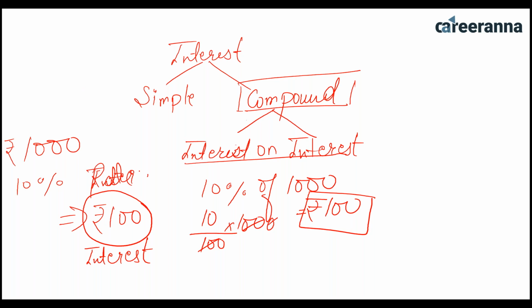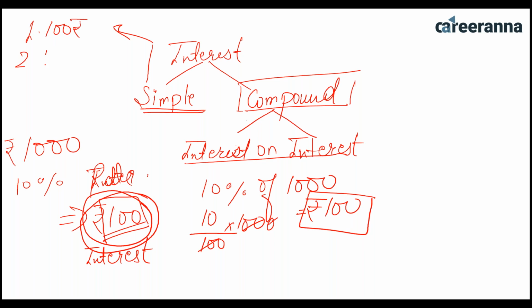So if I'm taking it on simple basis, can I say my interest will remain 100 for every year? Right now I'm telling you only about simple. 100 rupees for the first year. For the second year, it is going to be 100 rupees. For the third year also, it is going to be 100 rupees. And for n years, it is going to be 100 rupees only.